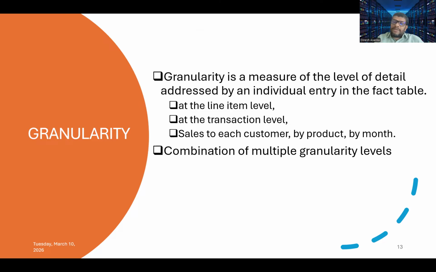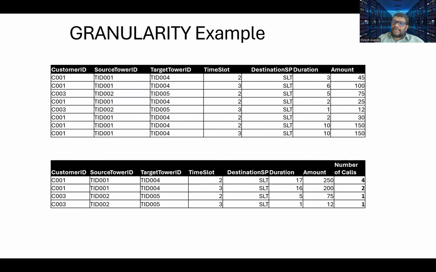Also, you can have another table if you wish to. For each customer, by product, by month, what are the sales totals? So you can have multiple aggregated tables. This is a classical example that I can show you. This is a real world example.